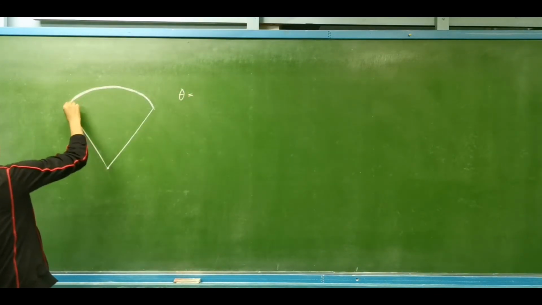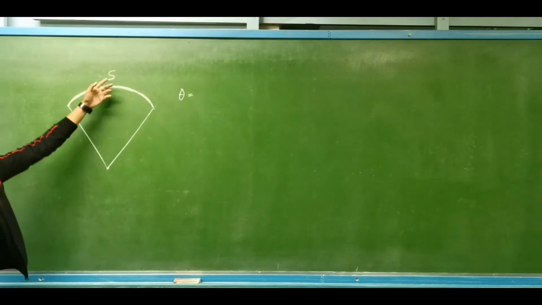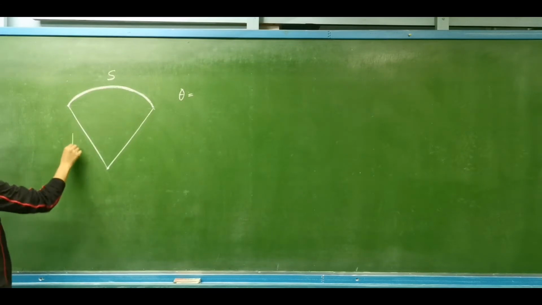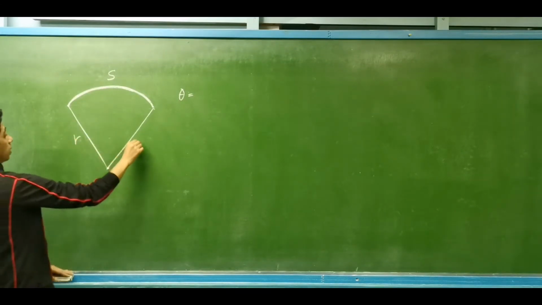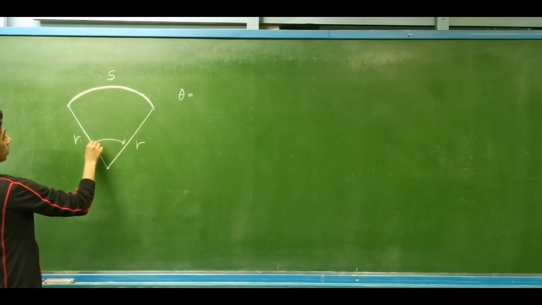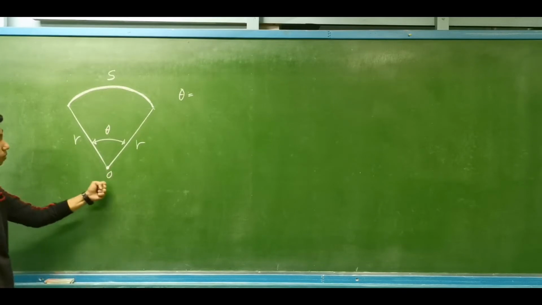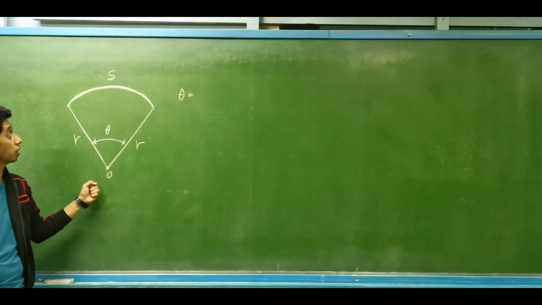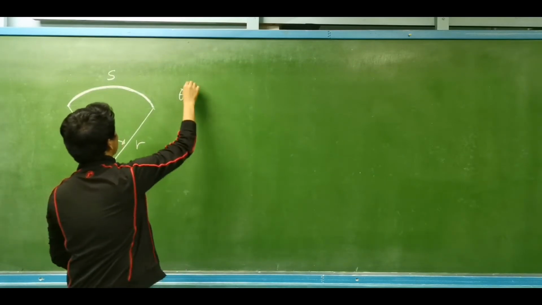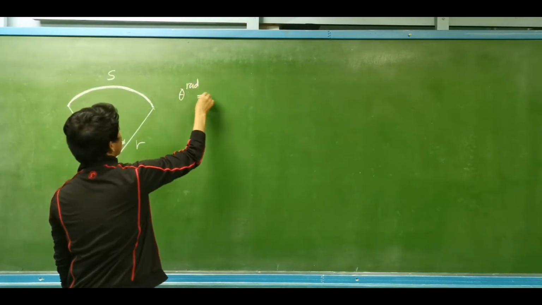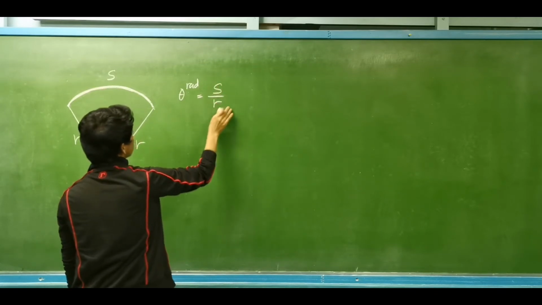For example, we have this arc. Let's say our arc is S, then the radius of this sector, let's have it as R, and its corresponding central angle theta. Let's have this as the point O, or the center of the circle. So we can have the central angle in radian. Theta in radians is the ratio of the arc length to the radius.